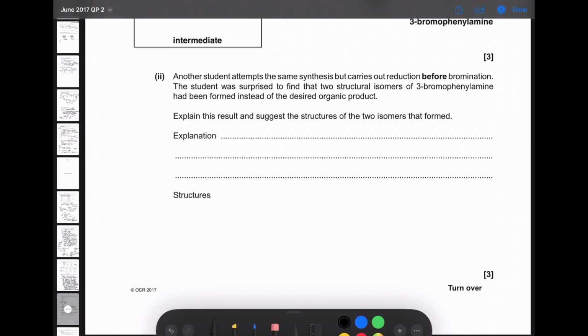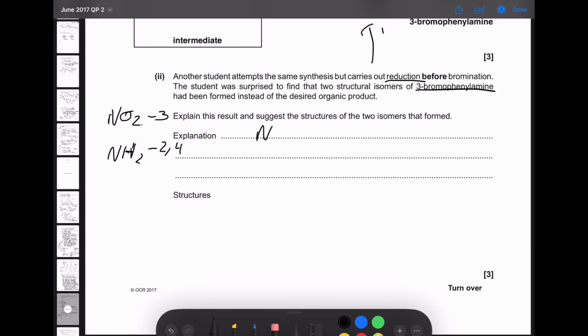Another student attempts the same synthesis but carries out reduction, that's that step there, before bromination. The student was surprised to find that 2 structural isomers of 3-bromophenylamine had been formed instead of the desired organic product. Explain this result and suggest the structures of the 2 isomers found. So if he's gone from NO2 to NH2, well, problem is NO2 is 3 directing, NH2 is 2,4 directing. Again, that's one of the ones you should know, but don't worry, if you don't, you can easily work it out with the method I showed you.